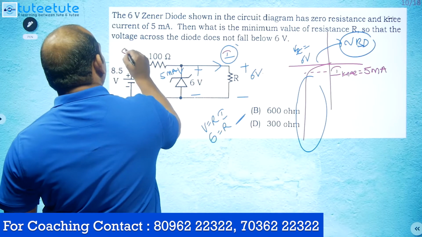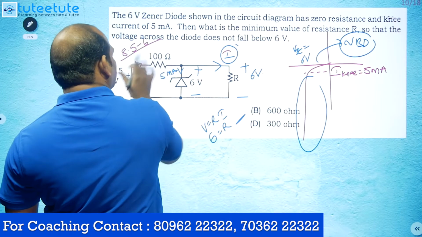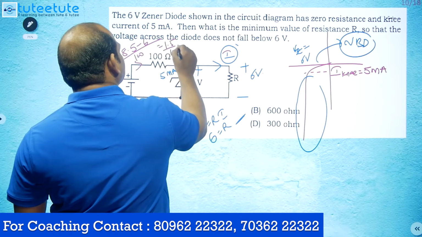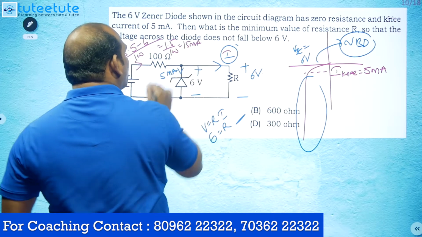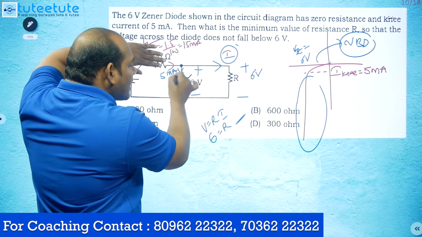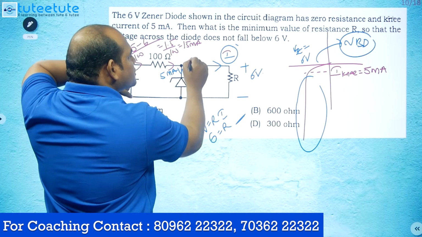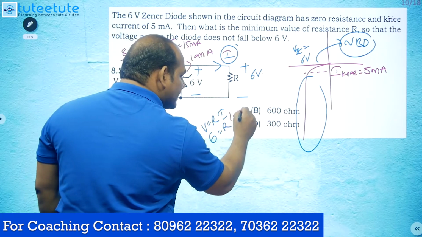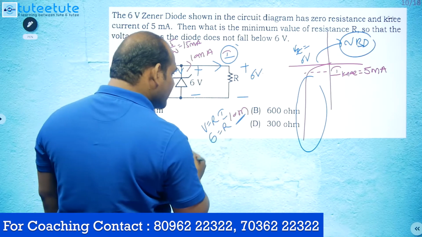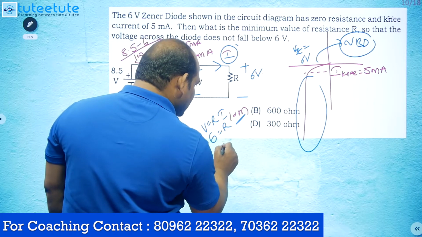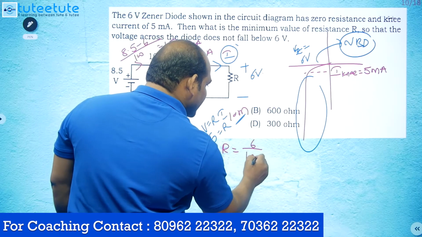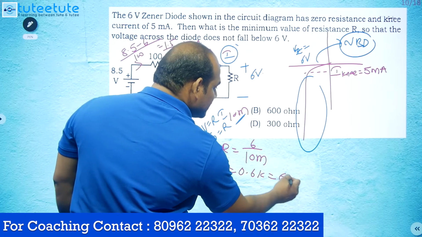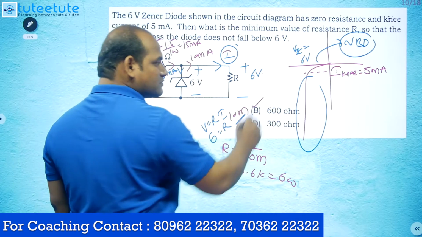So here the current is given by the potential difference, 8.5 minus 6 by 100, that is equal to 1.5 by 100, that is equal to 15 milliamps. Out of this 15 milliamps, already 5 milliamps is taken by this diode. That means through this one how much current is coming? 10 milliamps. That means through the resistance 10 milliamps is flowing. So here simply we can write R is equal to 6 by 10 milli, that is 0.6 K, that is equal to 600. So the answer is B, 600 ohms.